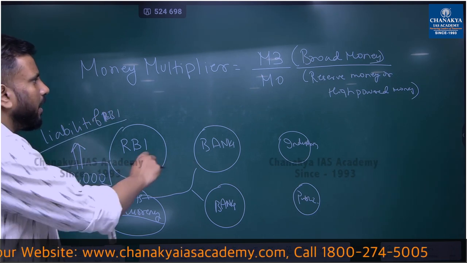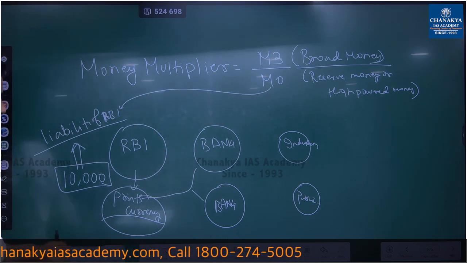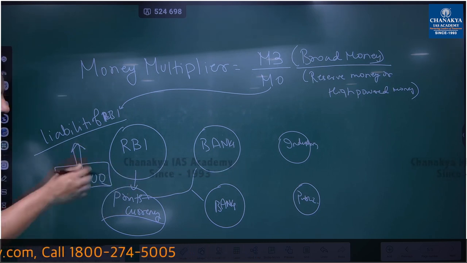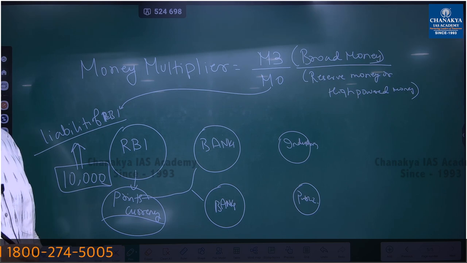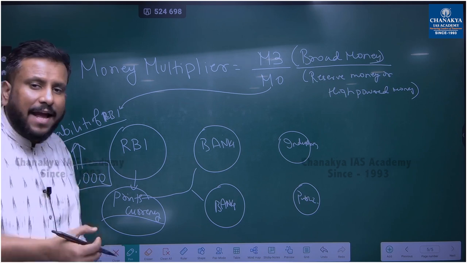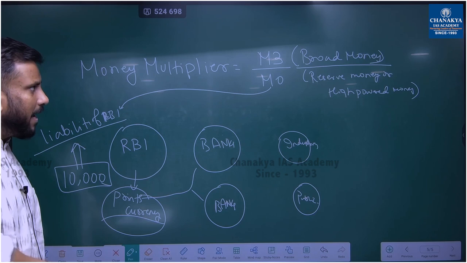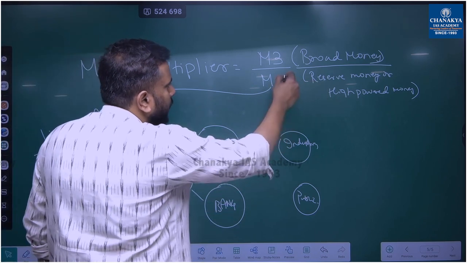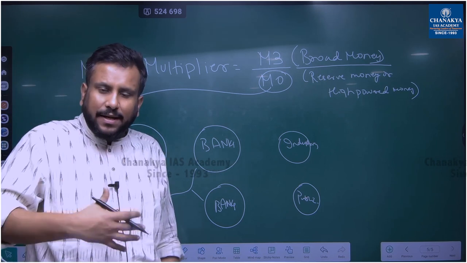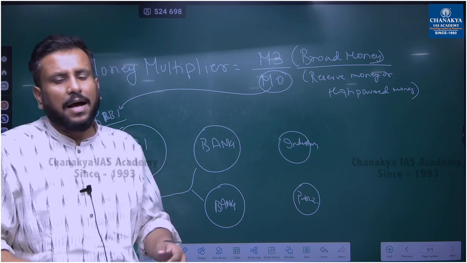Right? So this is known as M0. See, the 10,000 rupees that RBI printed is known as hard cash, hard currency. So this constitutes the liability of the RBI. And this is known as reserve money or high powered money, that is, how much money the RBI has printed and put into the economy.